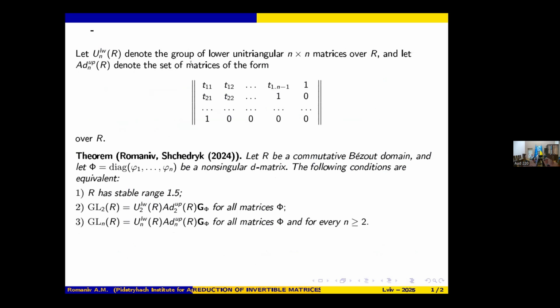Consider the group of lower unitriangular n-order matrices over R and the set of matrices of the next form. Theorem. Let R be a commutative Bezout domain and phi a non-singular matrix. The following conditions are equivalent. The ring R has stable range 1.5, and the invertible matrix can be reduced to the product of three matrices: a lower unitriangular matrix, a matrix of this form, and a matrix from the Zelisko group.